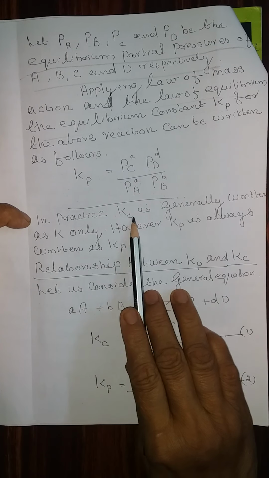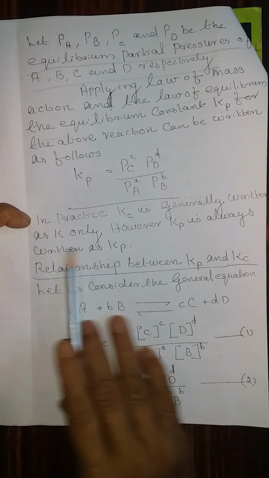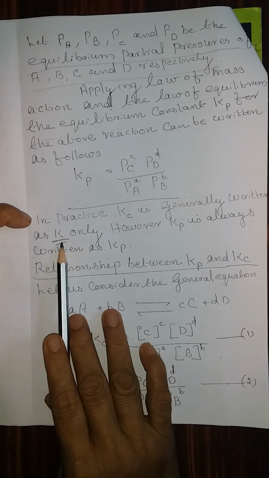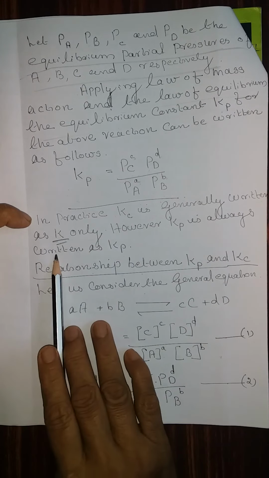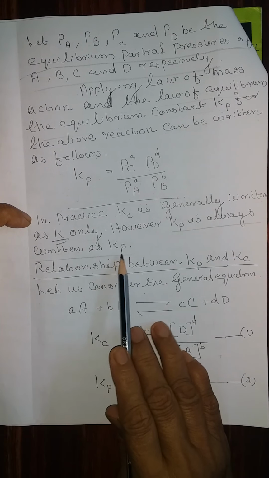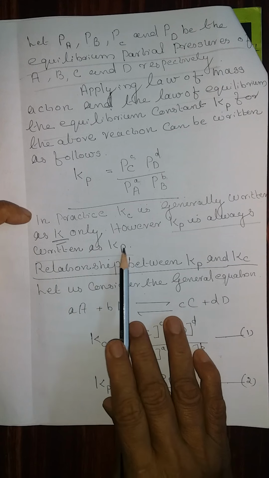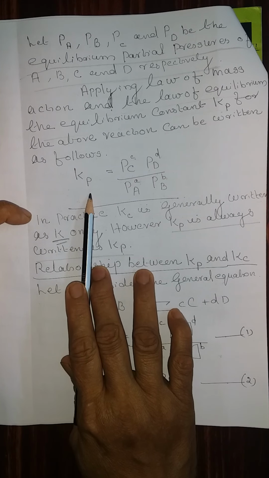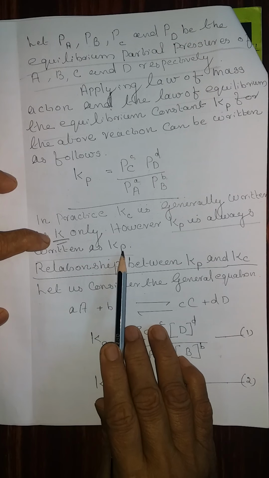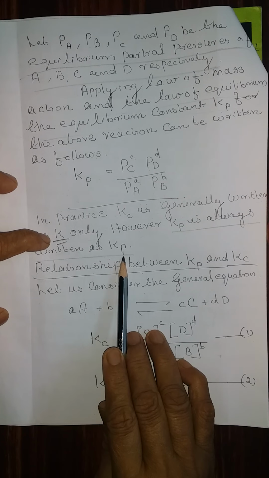Now, in practice, Kc is generally written as K only. That means even if you write K, that is correct. However, Kp is always written as Kp itself. That means if it is represented by partial pressure, you cannot use the capital letter K alone. You should specify that it is Kp.